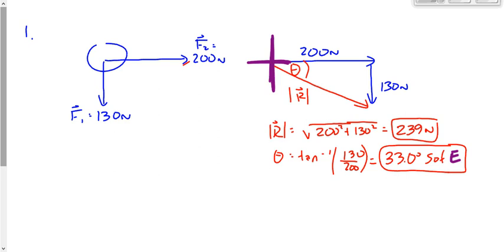Now, you could have also said 239 newtons at 57 degrees east of north. Anybody say that? 57 east of north? Okay, that would be correct.